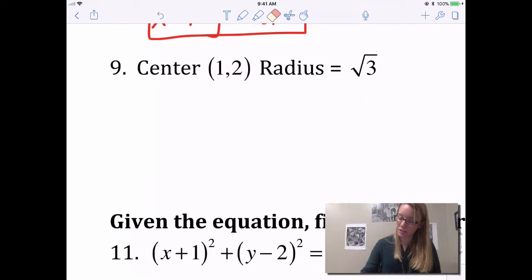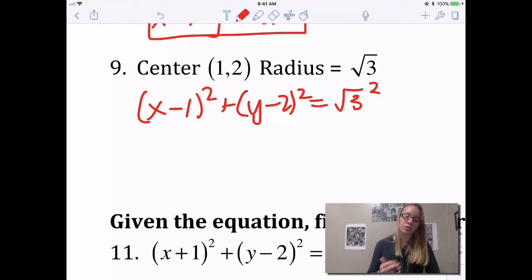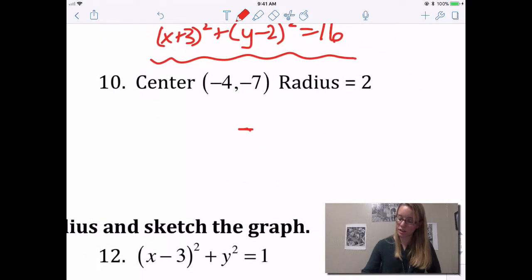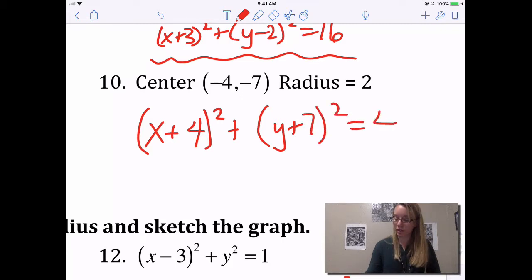Number 9, the kind of interesting thing about this one is when I do x minus 1 squared, y minus 2 squared equals the square root of 3 squared, the square root of 3 squared is actually just 3 because my square root and my square will cancel. So in the end, I just get 3. And the last one, I should get x and then negative 4, I do the opposite, so x plus 4 squared. Y, I do the opposite, so y plus 7 squared. And then 2 squared is 4.